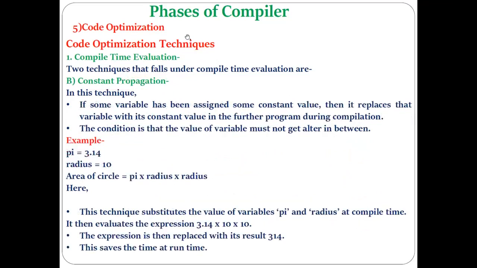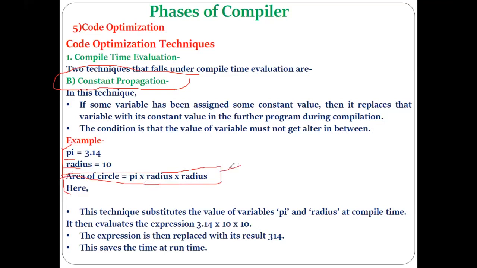Then under compile time evaluation, we have the second technique, constant propagation. Let's see the example, then we go to the theory. What is constant propagation? Consider this fragment of code in your program. You have written one variable, pi equal to 3.14. You have declared another variable, radius equal to 10. And below somewhere you have written the formula: area of circle equal to pi into radius into radius.